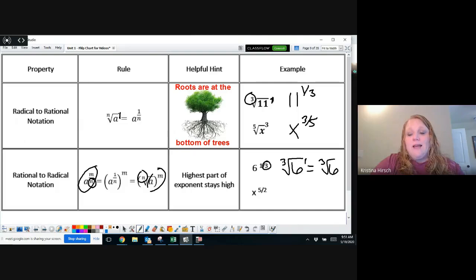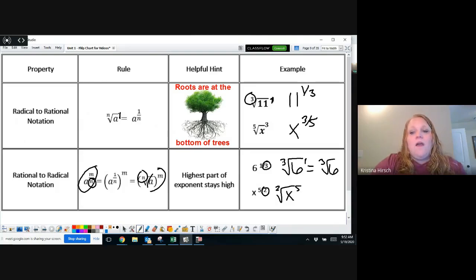Then for the second example, the root is the 2. So we have the square root of x to the 5th power. Now, when have we ever had a little baby 2 there when we've talked about square roots? Never. That's because square roots are one of the most common roots. There's a button on your calculator for the square root. The only time they change that number is if it's something other than 2. It's an understood 2.